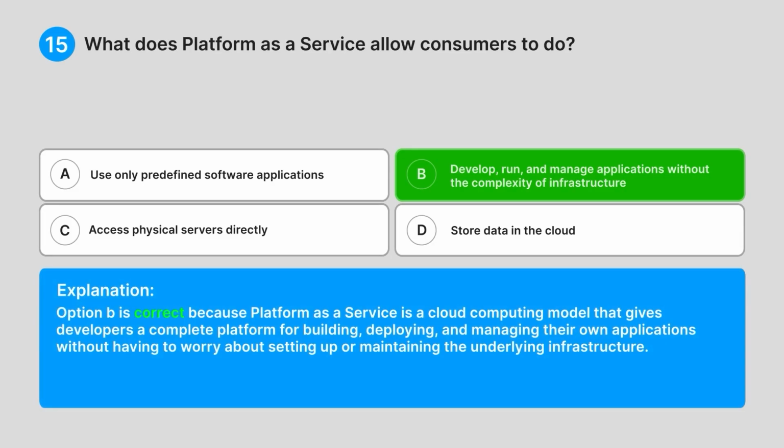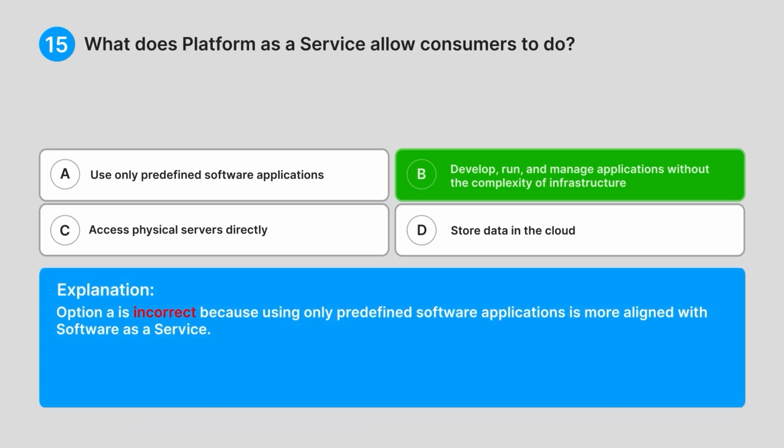Explanation. Option B is correct because platform as a service is a cloud computing model that gives developers a complete platform for building, deploying, and managing their own applications without having to worry about setting up or maintaining the underlying infrastructure.